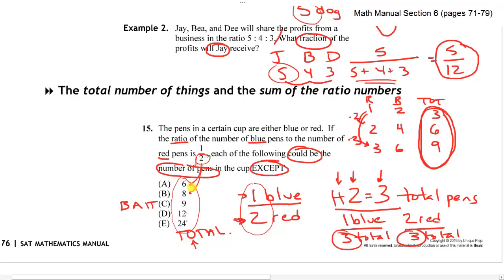So the only answer choice that is not a multiple of 3 is this 8. The 6 is a multiple of 3, 9, 12, 24, all multiples of 3, all possibilities for the total number of pens. 8 is the one answer that could not be my number of pens.